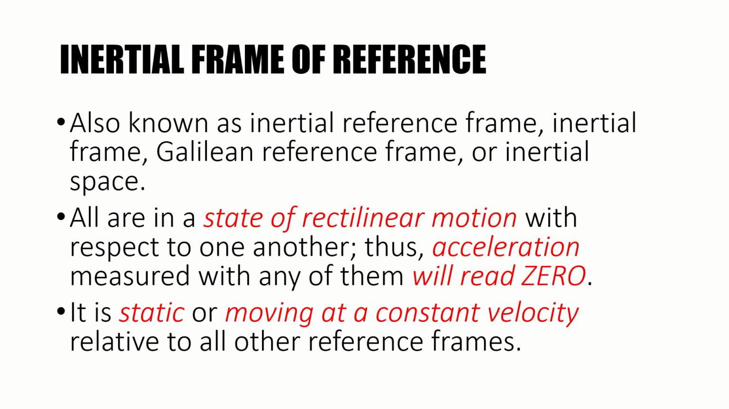If we're going to strictly define it, it is also known as inertial reference frame, inertial frame, Galilean reference frame, or inertial space. All are in a state of rectilinear motion with respect to one another, thus acceleration measured with any of them will reach zero. It is static or moving at constant velocity relative to all other reference frames.